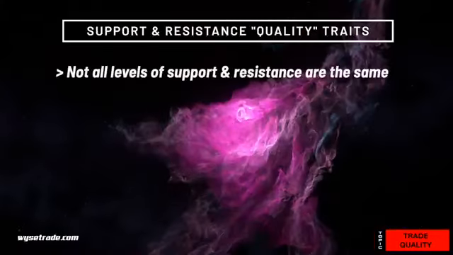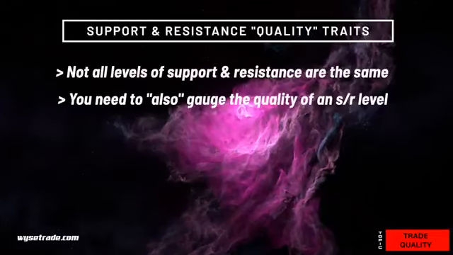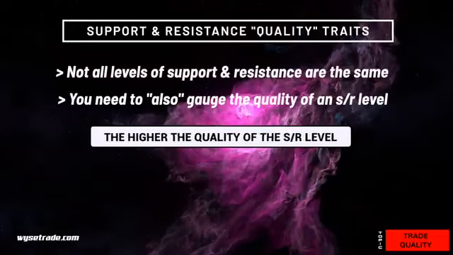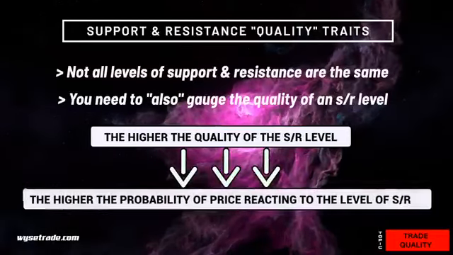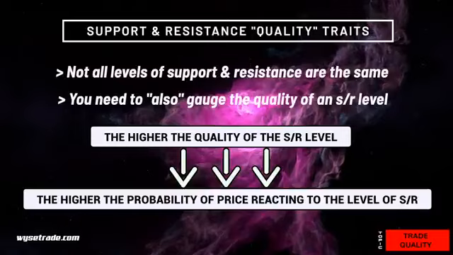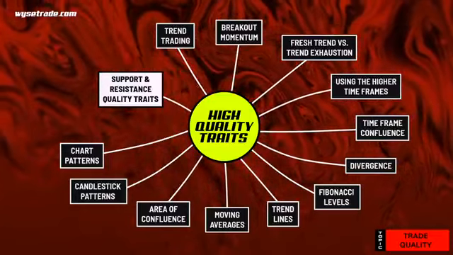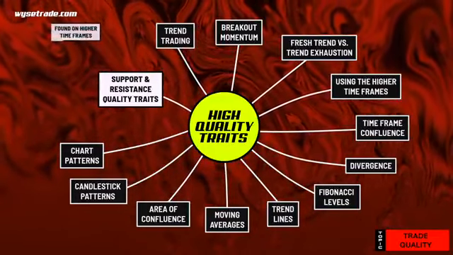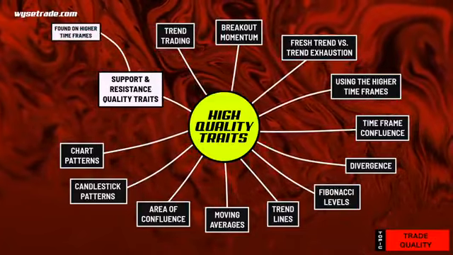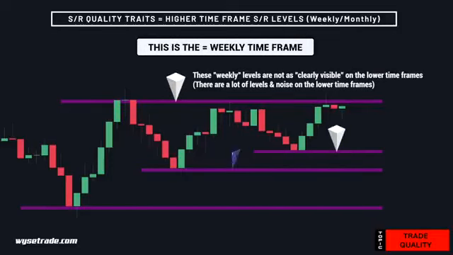So not all levels of support and resistance are the same, meaning you need to also gauge the quality of an SR level. The higher the quality of the support or resistance level, the higher the probability that price will actually react to the level of support or resistance. This is very key. Now, here are the key traits to look for when gauging the quality of an SR level. First, found on the higher timeframes. SR levels found on the higher timeframes, specifically the monthly and weekly, are the most key levels. Found on means actually visible on the higher timeframes.